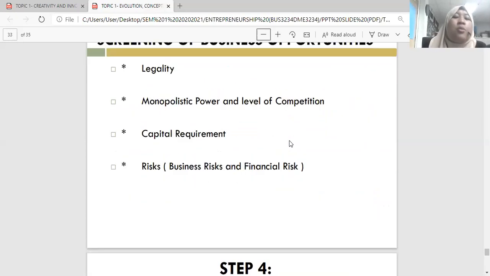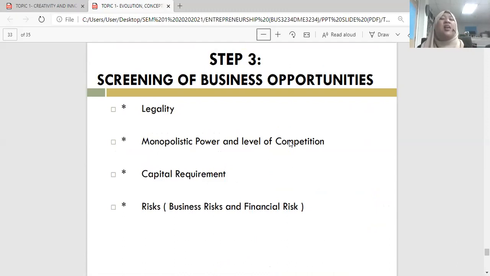Okay, and then we move to step 3, screening of the business opportunity. Number 1, we're talking about legality. Okay, what is legality? Let's say you see some people used to sell pirated CDs, CD cetak rompak. Is it legal? The answer is illegal. So how do we make sure of legality? Make sure you buy from the legal publisher, legal producer.